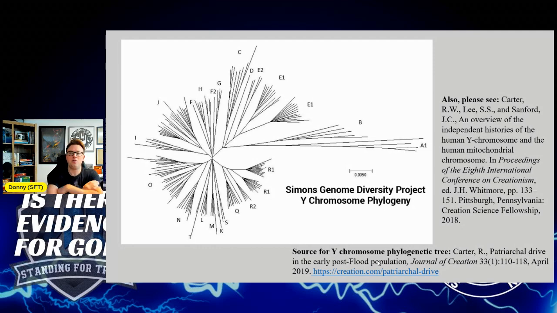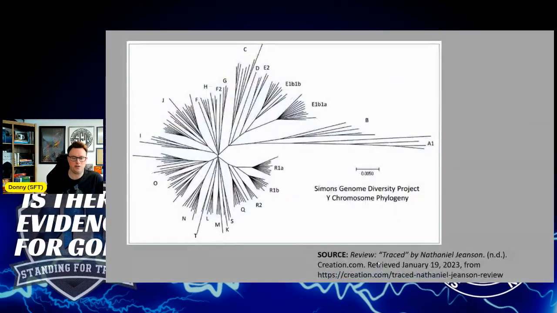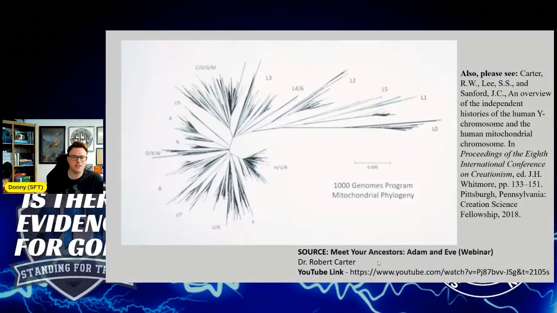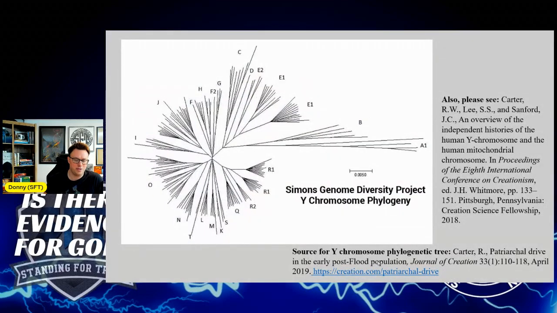Okay, so again, this is a tree made by Dr. Rob Carter, who's put a lot of work into this, a lot of time into this, and it's comparing 10 million letters in the Y chromosomes of a couple hundred men. Now, this tree comprises the signal, just like the mitochondrial DNA tree. Right here. It comprises the signal of an exponentially growing population, which we understand from the Bible. We have Adam and Eve, and then from Adam and Eve, it's a single generation bottleneck that's followed up by rapid and exponential population growth.